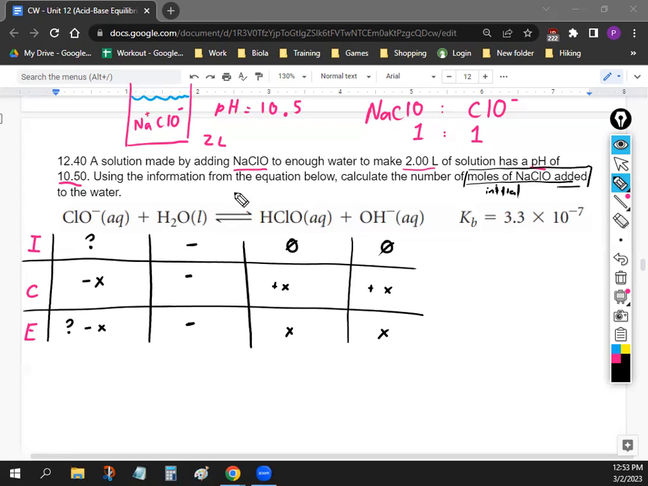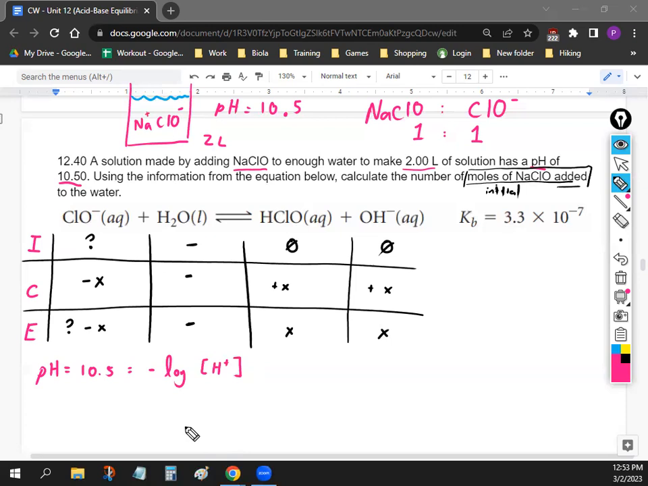Now, before we do anything, we do have one more piece of information that we did not use yet. What did we not use yet? pH. Well, pH and volume, but let's look at pH because that's the one that's more important. Now, we know that the pH here is equal to 10.5.